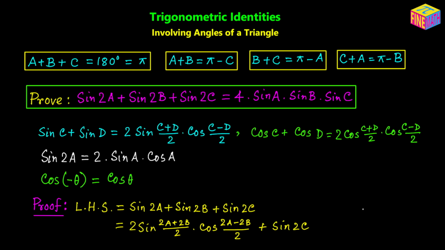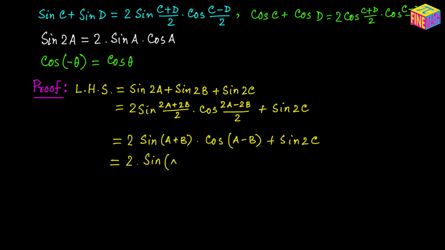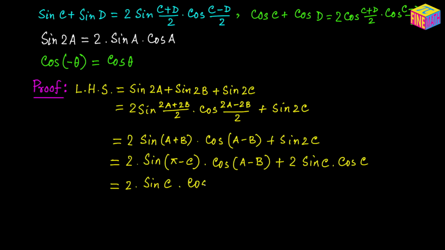That's the third term. We are keeping that as is, and from here we can say this is equal to 2 times sine of a plus b, because 2a plus 2b over 2 will be a plus b, times cosine of a minus b, because 2a minus 2b over 2 will be a minus b, and then plus sine of 2c. And here let's look at the first factor in the first term, that is sine of a plus b. We can write it as sine of pi minus c times cosine of a minus b, plus sine of 2c, which we can write as 2 times sine of c times cosine of c, and here sine of pi minus c is also equal to sine of c. So we can say this is actually 2 times sine of c times cosine of a minus b plus 2 times sine of c times cosine of c. And if you see here, we have a nice common factor, 2 times sine of c.